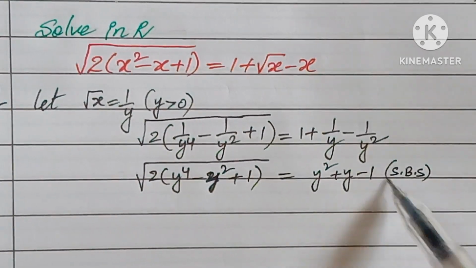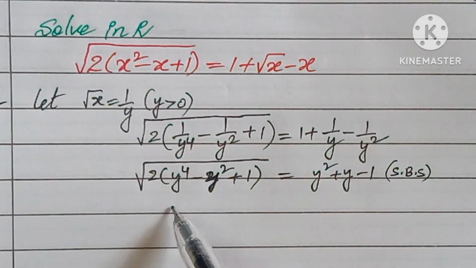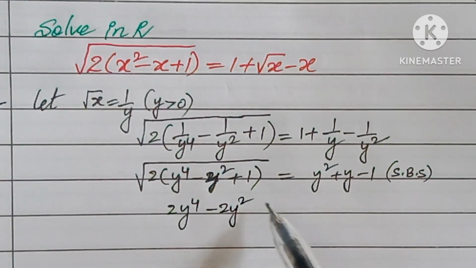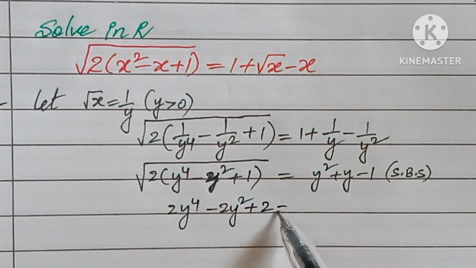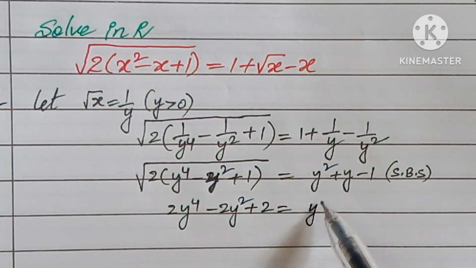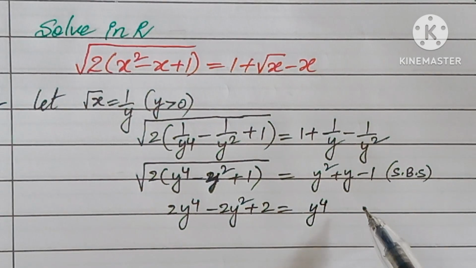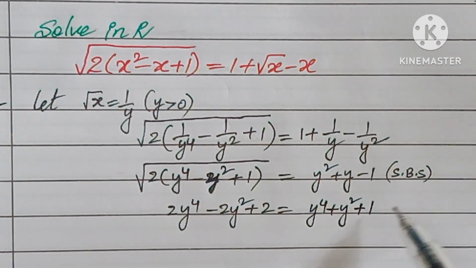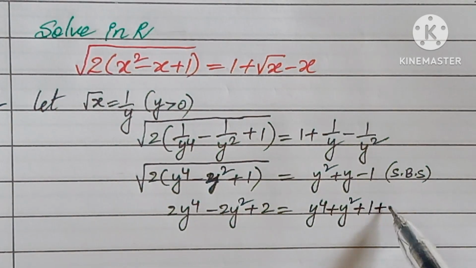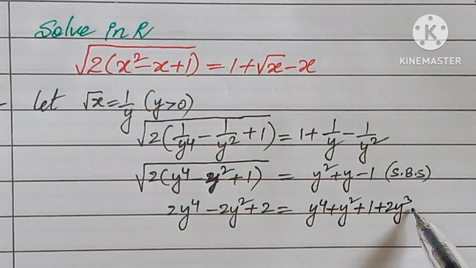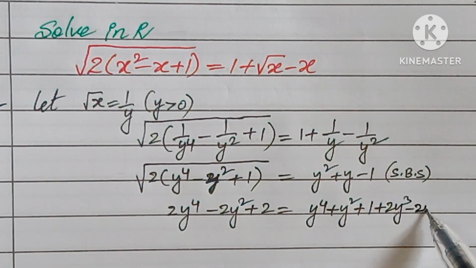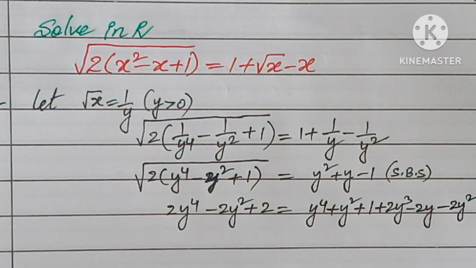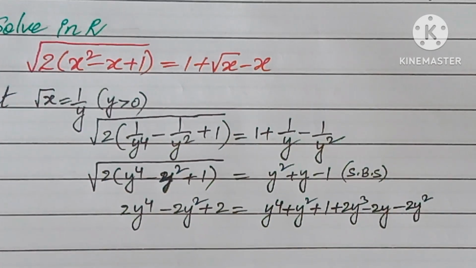Now squaring on both sides, here we'll get 2y power 4 minus 2y square plus 2 is equal to y to the power of 4 plus y square plus 1 plus 2y cube minus 2y minus 2y square. Squaring on both sides you are doing.